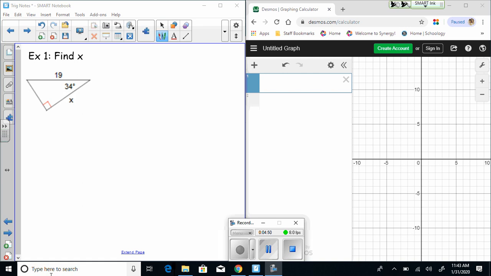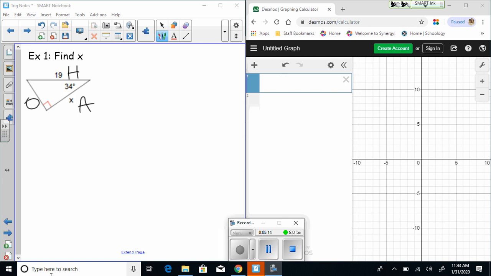So in example 1, we need to find x. The first thing I want you to do is, from your reference angle, make sure you label your hypotenuse. Then we're going to label our opposite, which is opposite from the reference angle, and then our adjacent. And then we're going to determine which one we don't have information on.